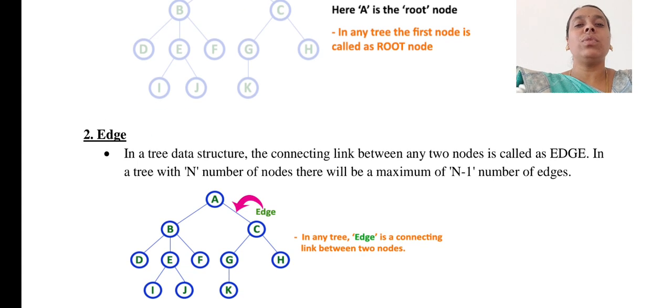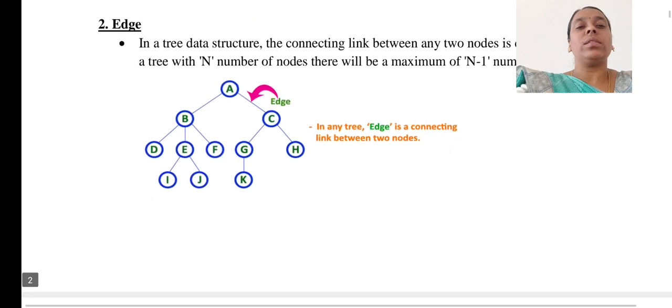The second one is the edge. The edge is nothing but the link connecting two nodes. The connecting link between any two nodes is called an edge. In a tree with n number of nodes, there will be a maximum of n minus 1 edges.